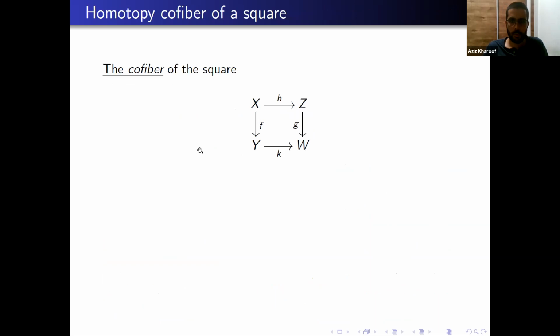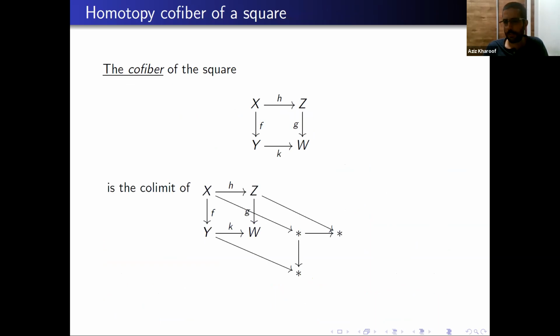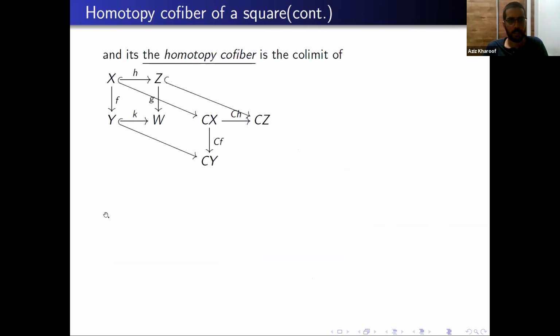First, the cofiber of the square is the colimit of this, as maybe many of you expect. And the homotopy cofiber of the square is the colimit of this. Okay, it's the homotopy version of the cofiber. Sorry, Aziz. Any question?